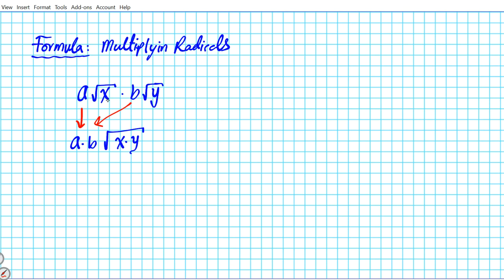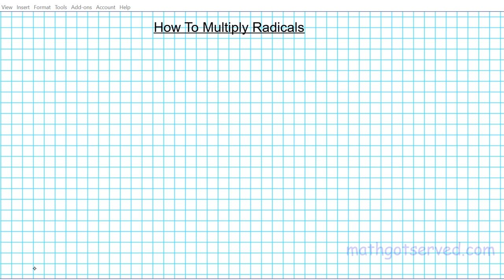So in order for you to be able to multiply radicands, their indices must be identical. When you multiply coefficients and radicands, the last step is you simplify after that. So that's the formula that we're going to be using to multiply radicals in this presentation. Alright, let's take a look at the first example.